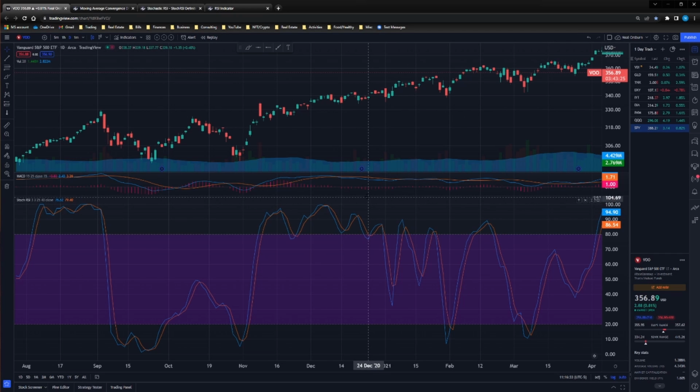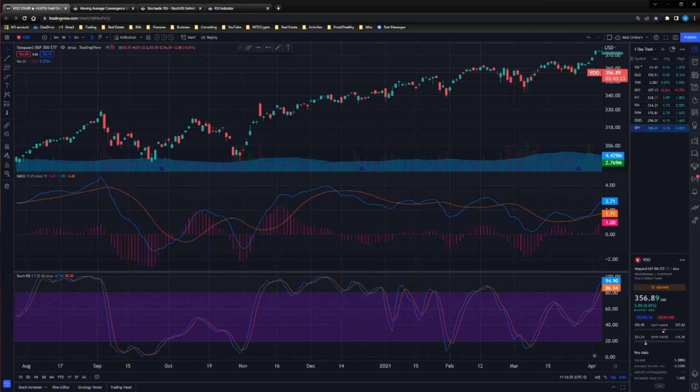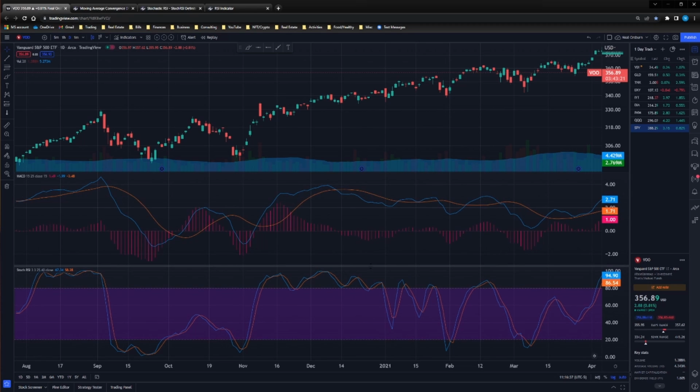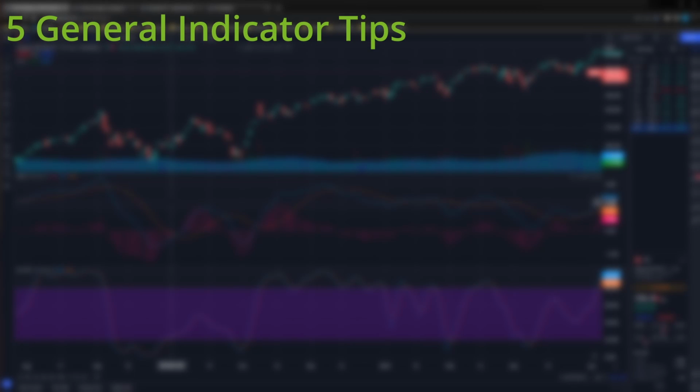Okay, now let's get into a little bit more of the nitty gritty. That's a little bit more of the high level stuff. So now we can see both the MACD and the RSI here. Before we look at the settings for both of these and how I have them set up, I just want to give you 5 general tips about indicators, okay?